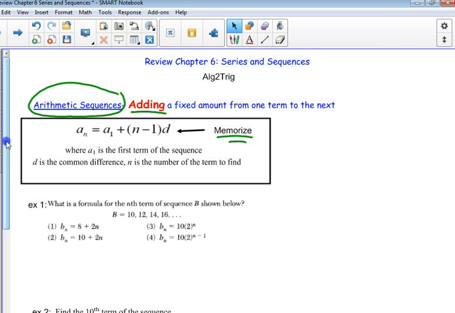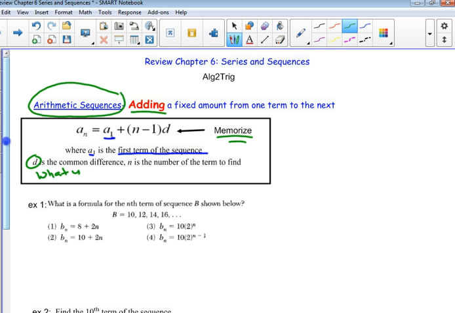So, a(n) equals a1 plus n minus 1 times d. I didn't really have any good tricks for you guys with these, unfortunately. No songs. That's why I never remembered. Sorry. So, in here though, a1 is always the first term of the sequence. d is the common difference, it's what you add. And then n is going to be the term you want to find.